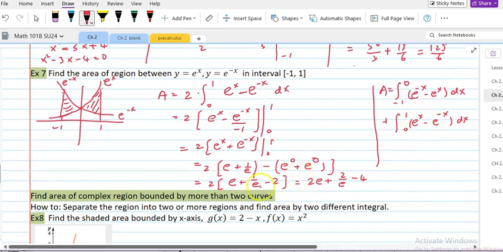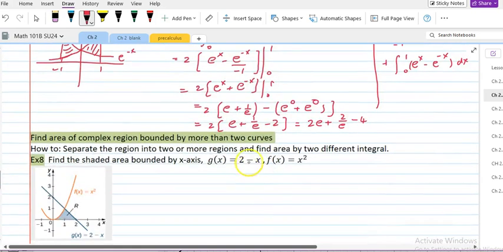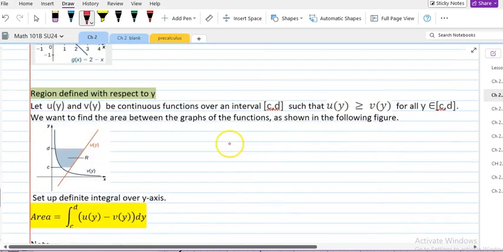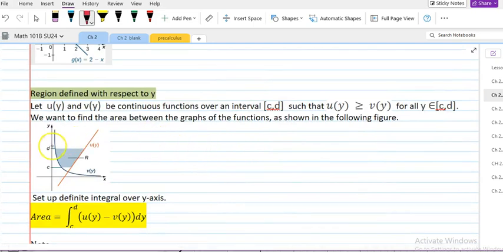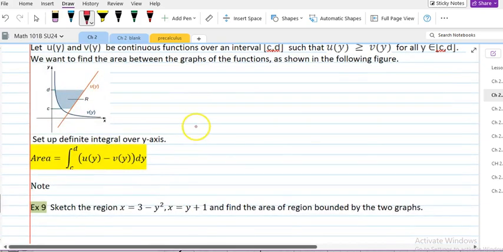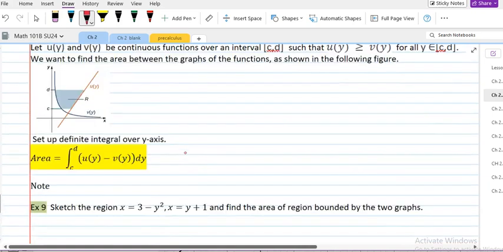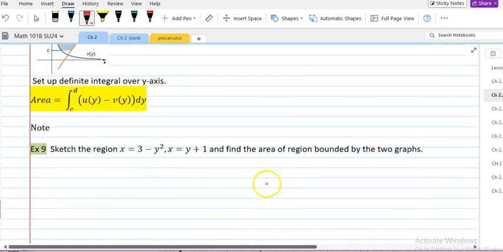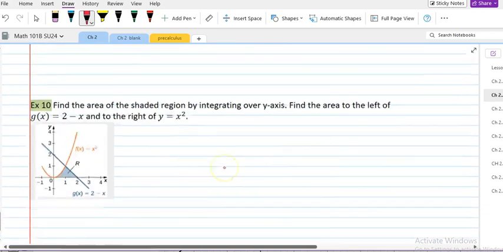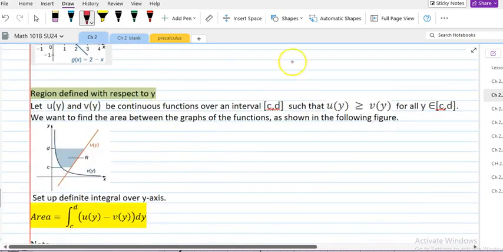In the next video, we'll talk about the area of a complex region, and also when the region is defined with respect to y. That means the region is in an interval of y, because our curves are given as x equal to a function of y. So we can do it by dy instead of dx. That would be the next video.